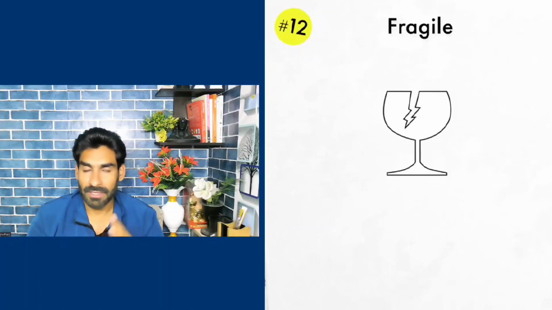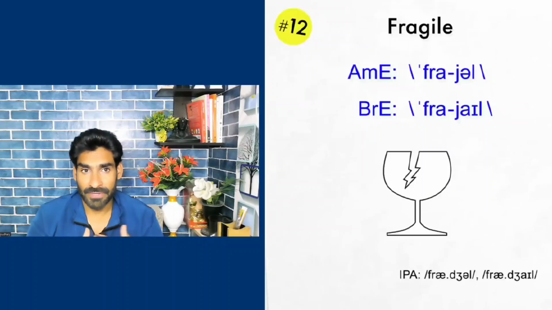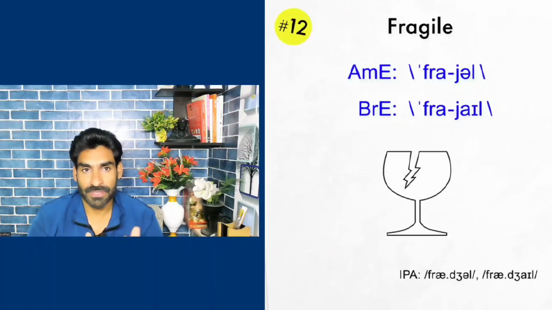Fragile. This word again has two accents, American accent and British accent. The meaning of this word is something which can be broken easily. In American pronunciation, we say frizzle. In British pronunciation, we say fragile, fragile. In American pronunciation, we pronounce the word as frizzle.